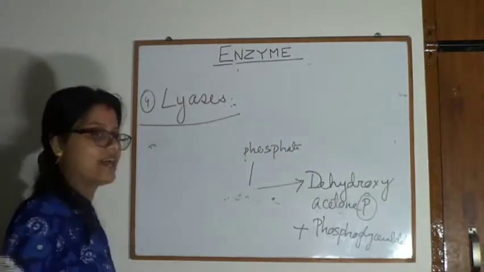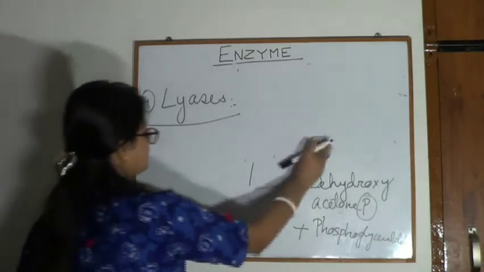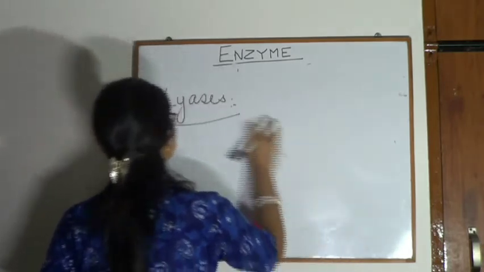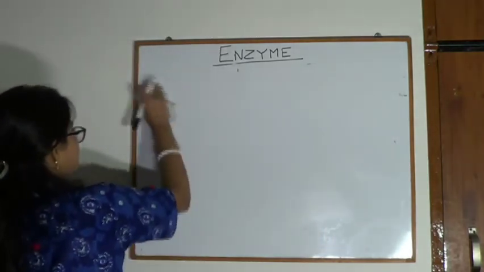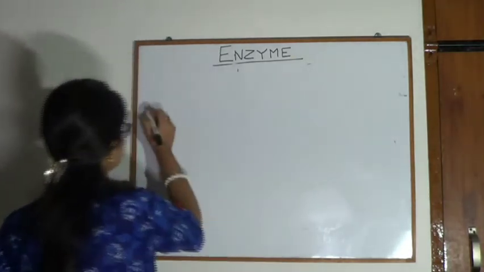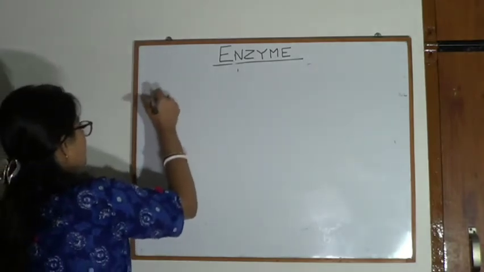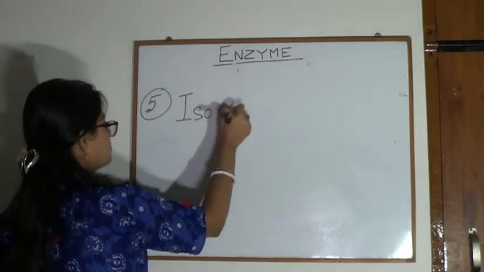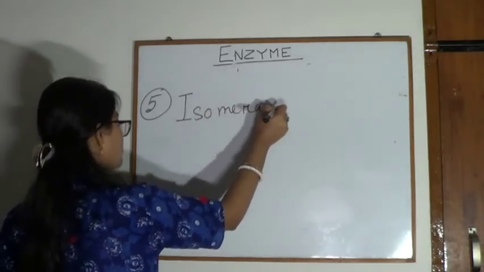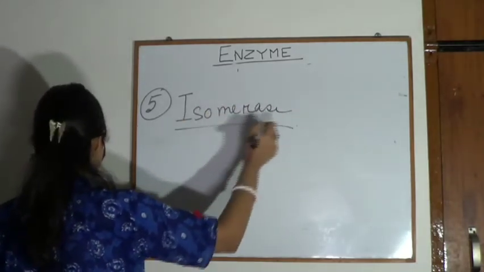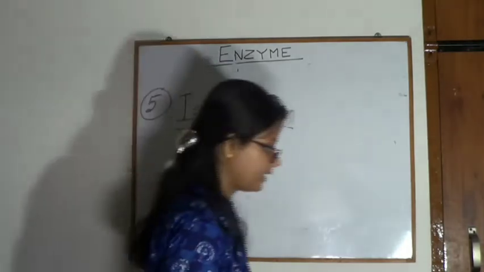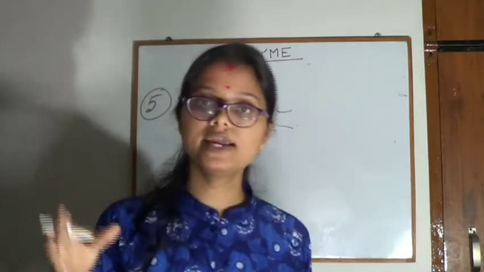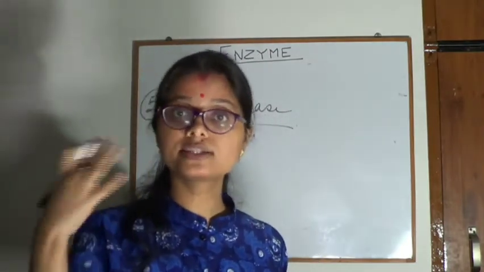Then the fifth one, isomerase. Isomerase enzymes are very interesting. See what happens in case of isomerase. Isomerase enzyme helps to change a molecule structurally.